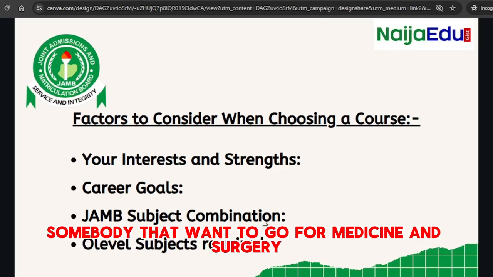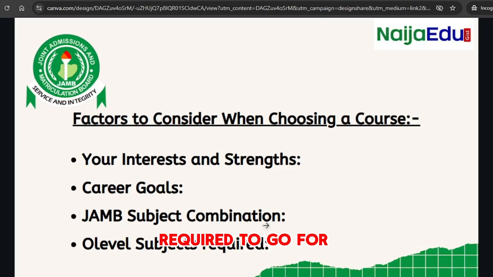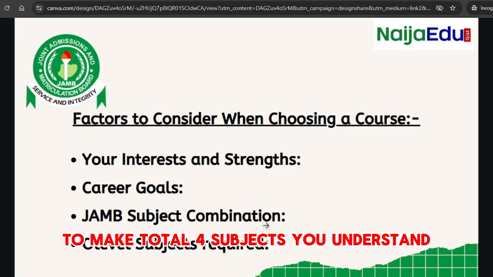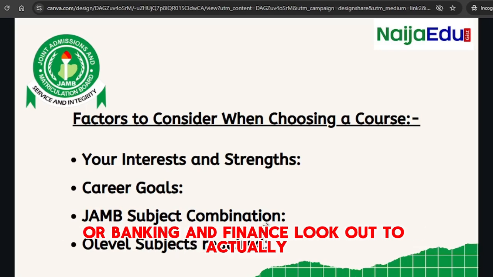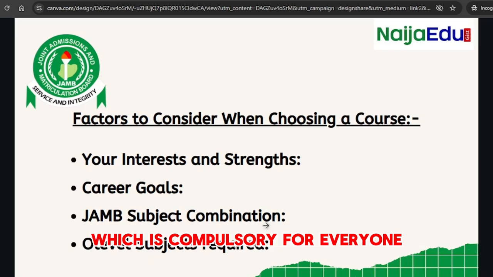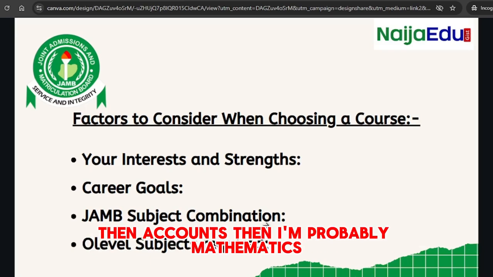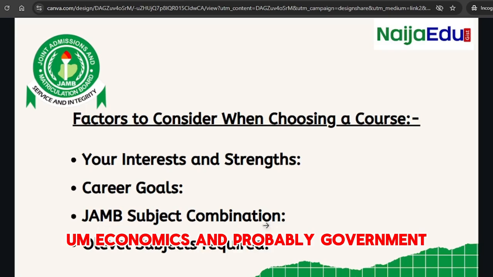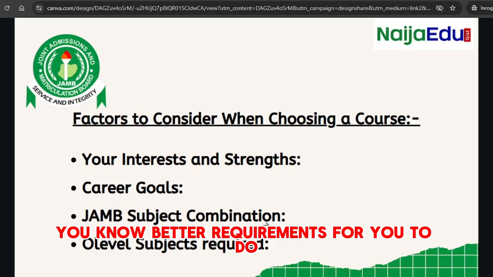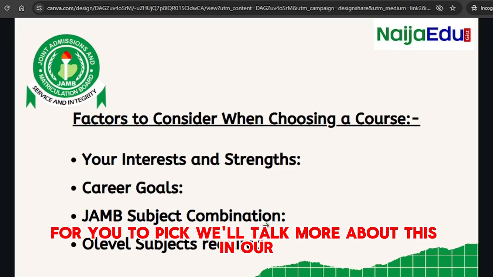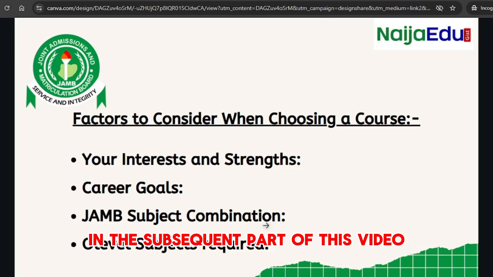For example, somebody that wants to go for medicine and surgery is required to take English language, biology, chemistry, and physics, to make a total of 4 subjects. You understand? Then for someone that wants to go for accounting or banking and finance, you're required to pick subjects like English language, which is compulsory for everyone, then accounting, then mathematics, economics, and probably government. So I don't want you to pick the wrong subjects, because there are better requirements for you to pick. We will talk more about this in the subsequent part of this video.